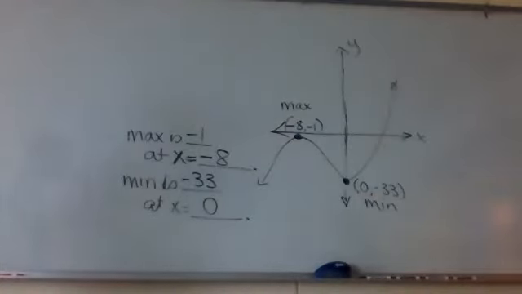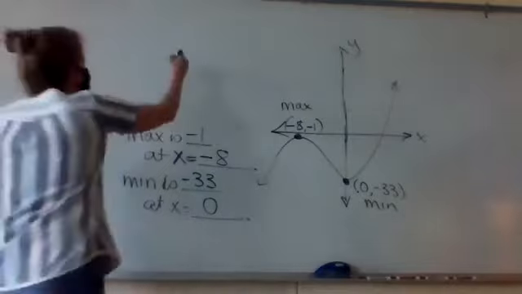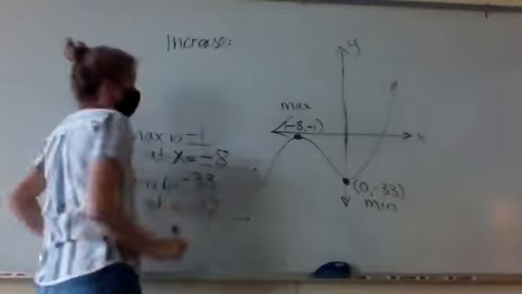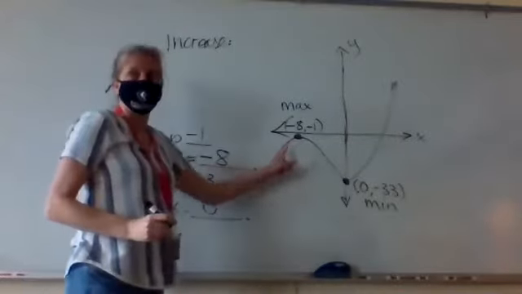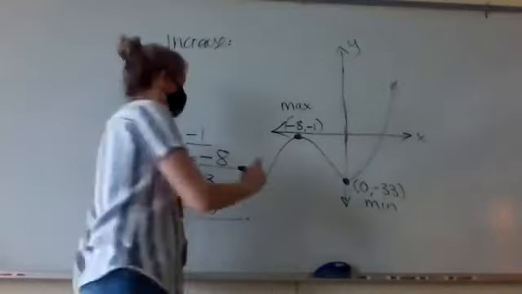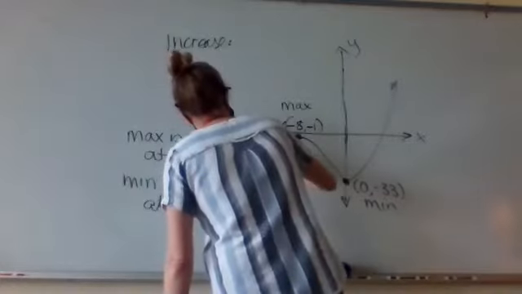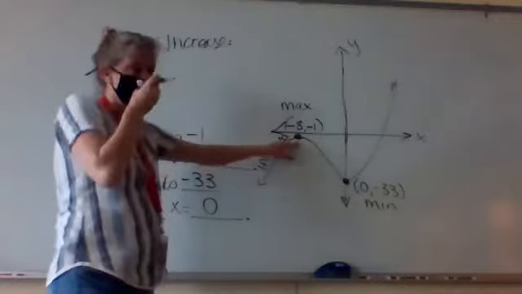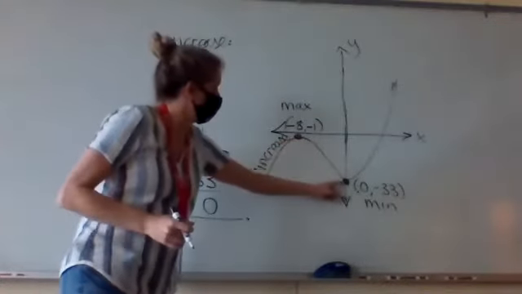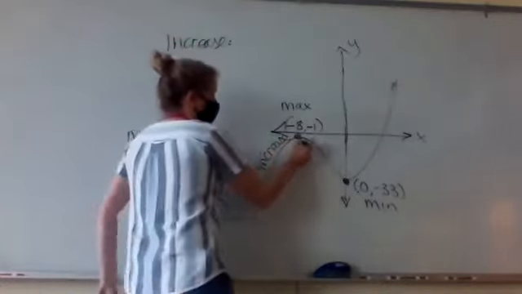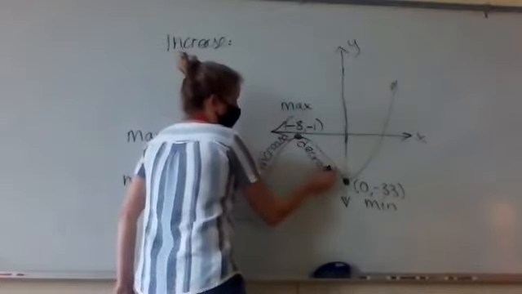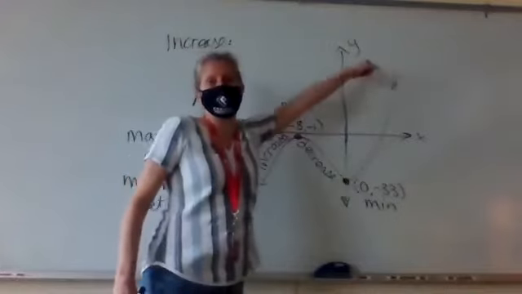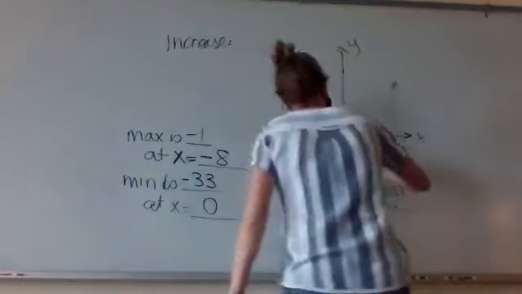So the intervals on which it's increasing. So let's look. That's an increase, right? The values are going up, so that's an increase. It increases until it gets to the maximum. And then what happens here? There's a decrease until it gets to the minimum. And then what happens after the minimum again? It increases again.